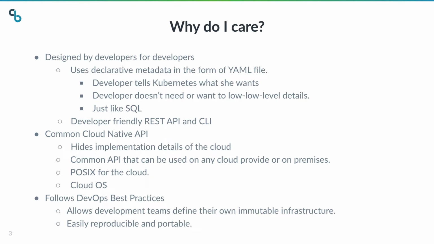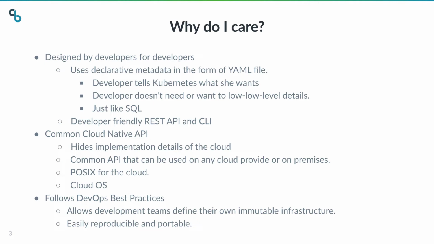And because we have those two features, we're getting developer or DevOps best practices, which means we can now do immutable infrastructure. We can do infrastructure as code. And so we can create our clusters so that they are easily reproduced and portable. It means I can create a cluster that can be the same one that I have in testing, that I have in staging, that I have in production.